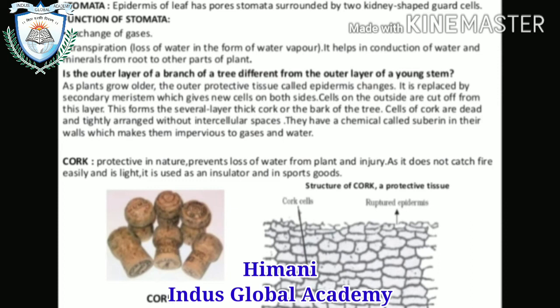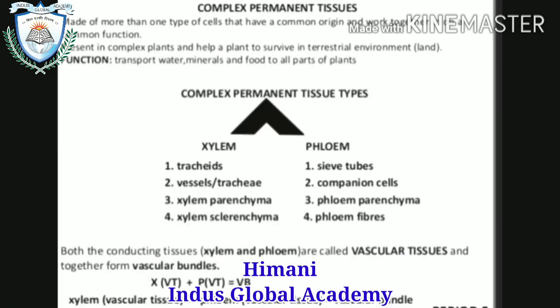Okay. So after that, complex permanent tissue is made up of more than one type of cell which have a common origin and work together to perform a common function. It is present in complex plants and helps a plant to survive in the terrestrial environment, that is land. Now the function, it transports water, minerals and food to all parts of the plant. Complex permanent tissue has two types, xylem and phloem.